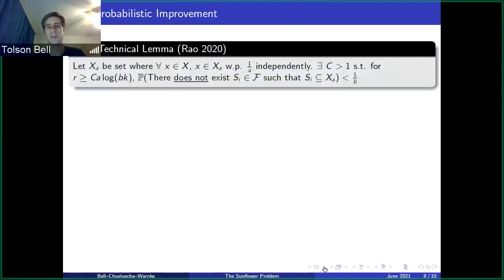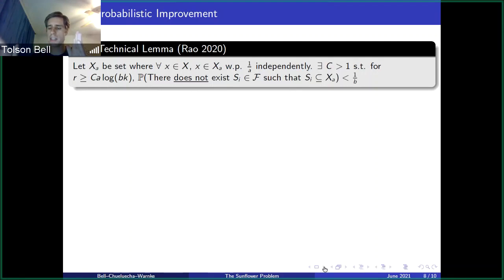But really, we can state the lemma in a bit more generality. Let's say we select each element with probability 1 over a, and we want our failure probability to be less than 1 over b. Then our bound is a log bk, and that's asymptotically sharp in a, b, and k. But then here's what we can do.